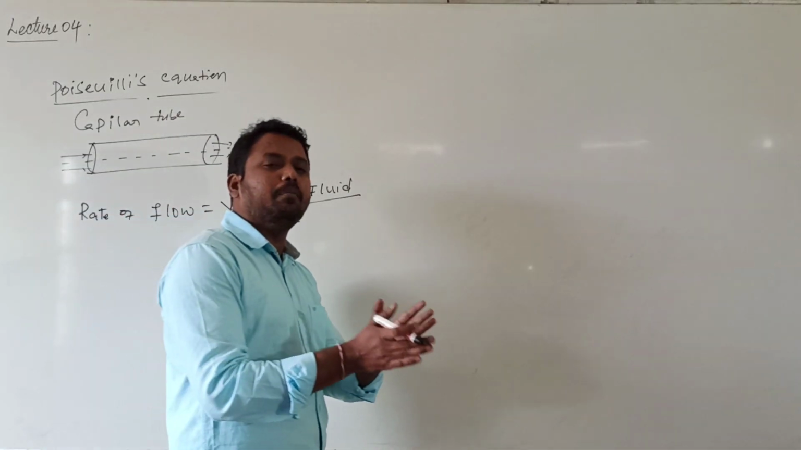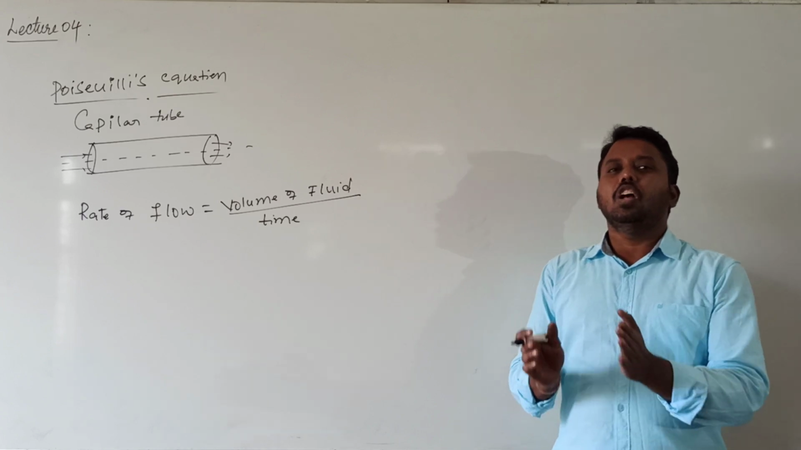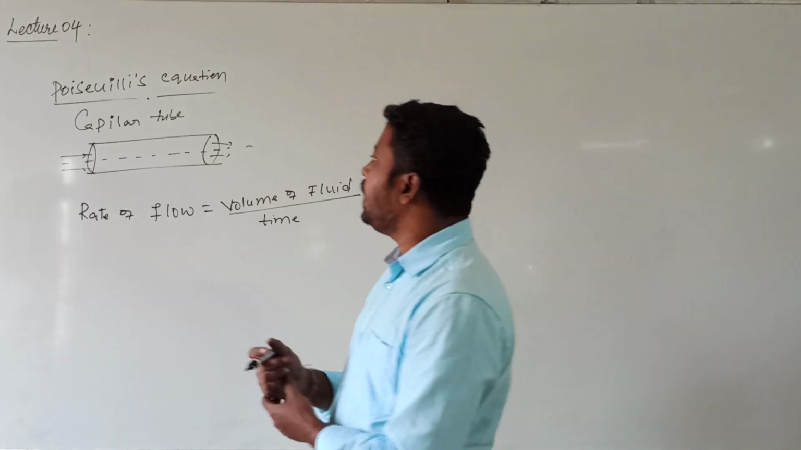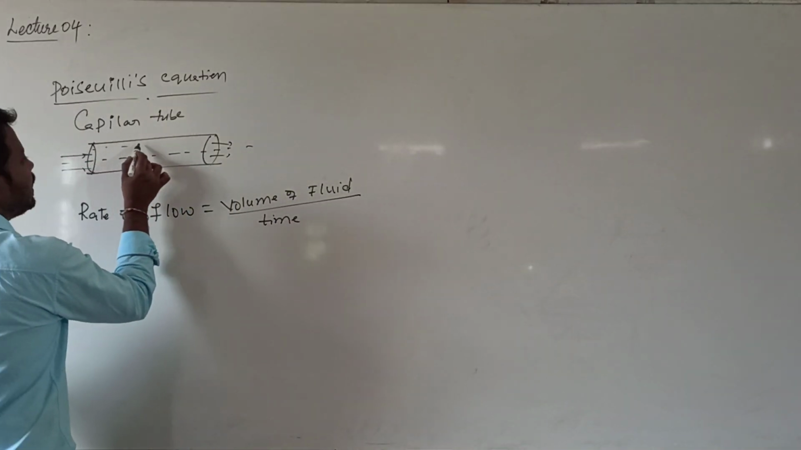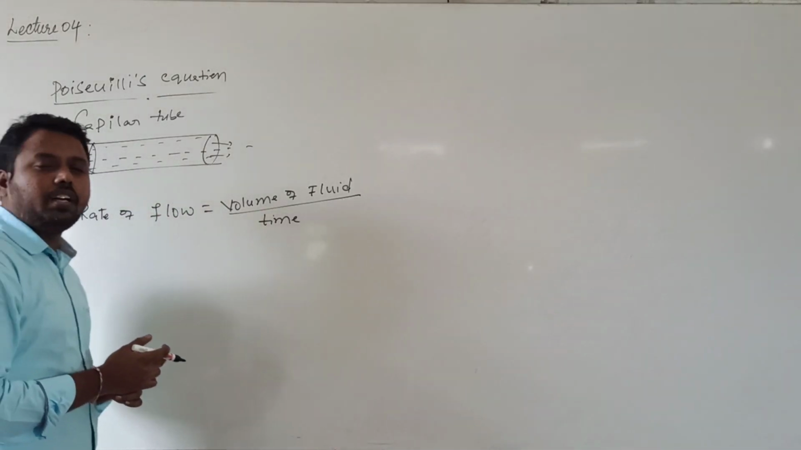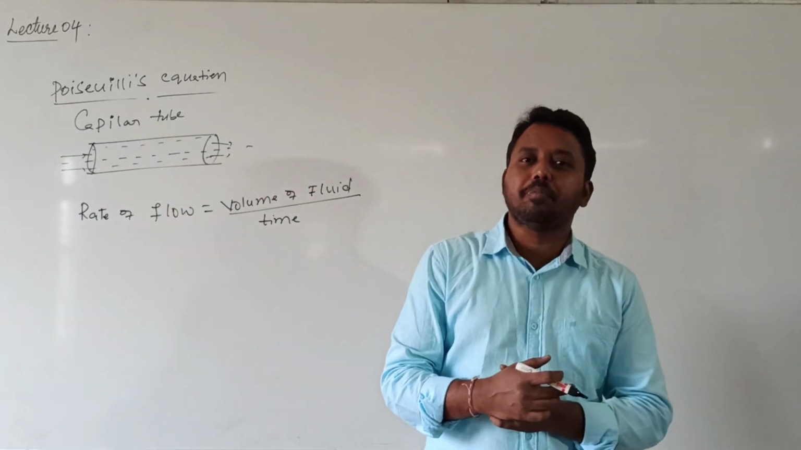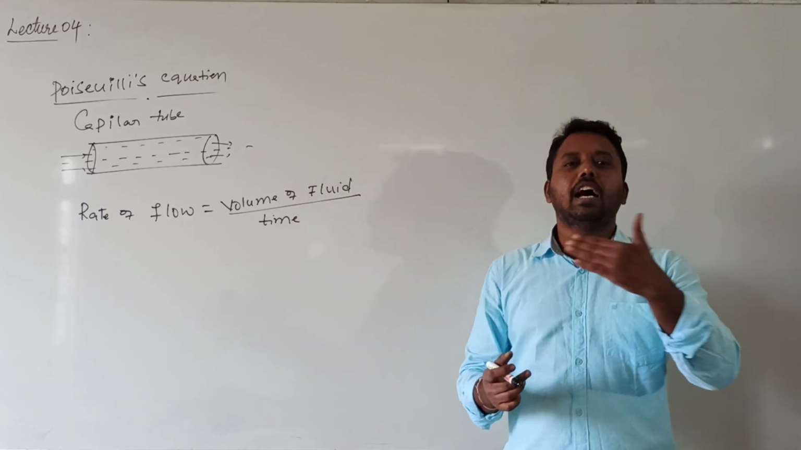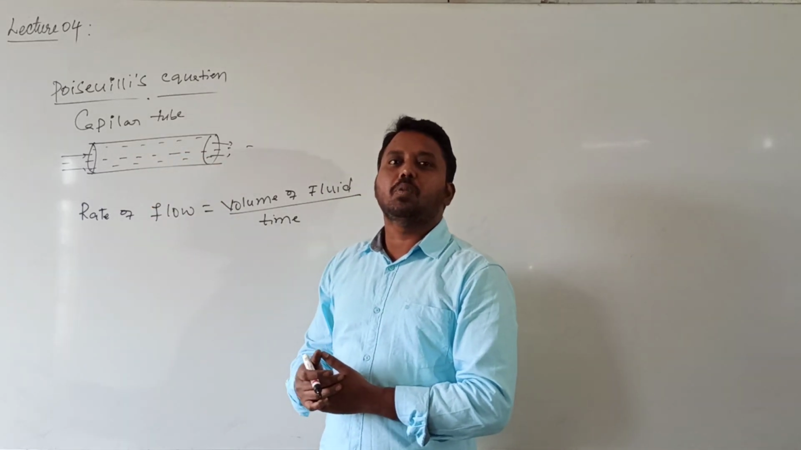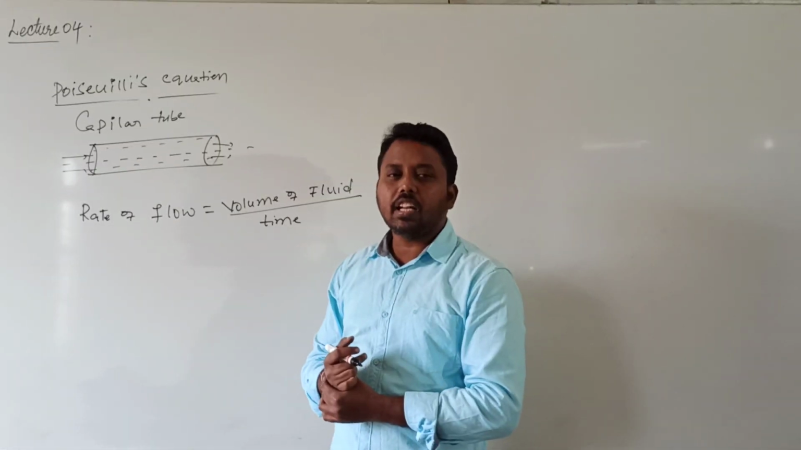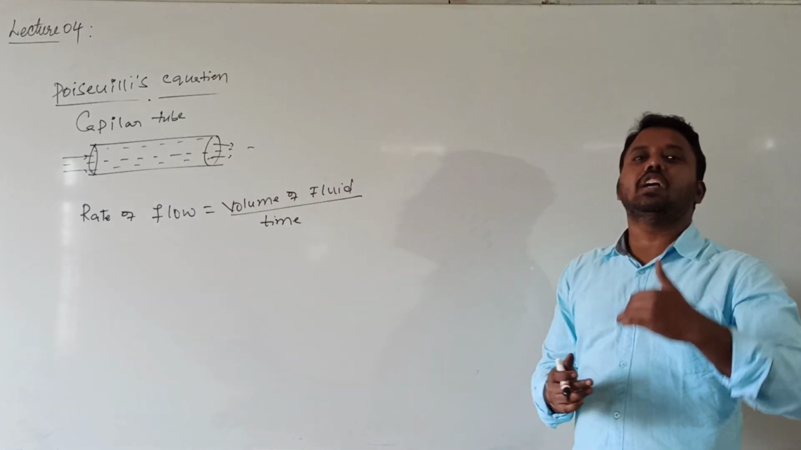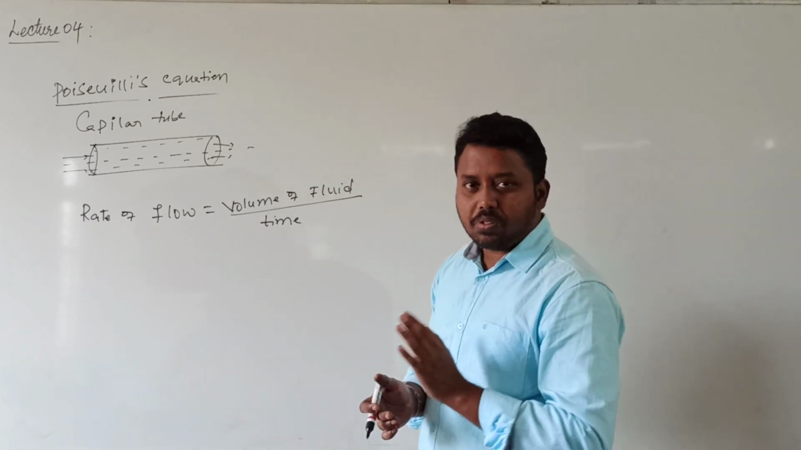Poiseuille did many experiments to find the volume of the fluid flowing across this capillary tube. One more important point: this capillary tube has several cylindrical cross section areas, and the fluid velocity is not the same everywhere. The velocity will be maximum along the axis of the tube, and when you go above and below the axis, the velocity keeps on decreasing. The velocity of the fluid in contact with the walls of the tube will be 0.